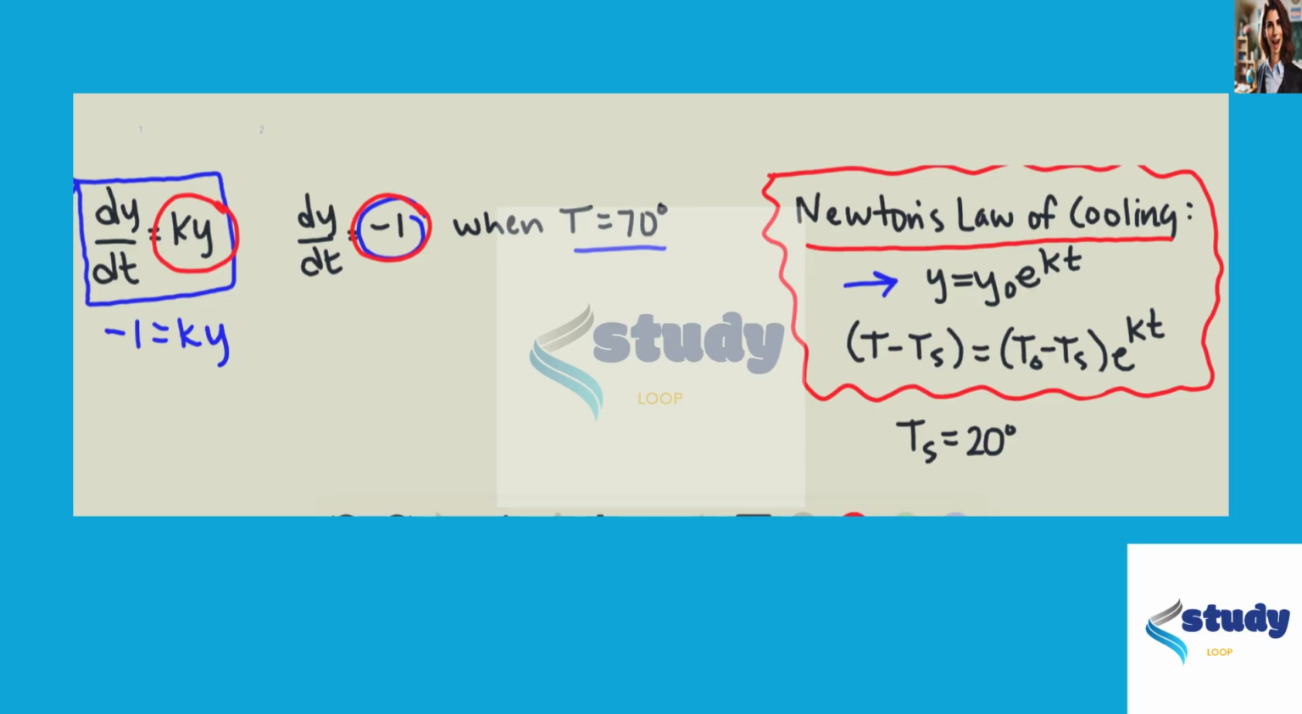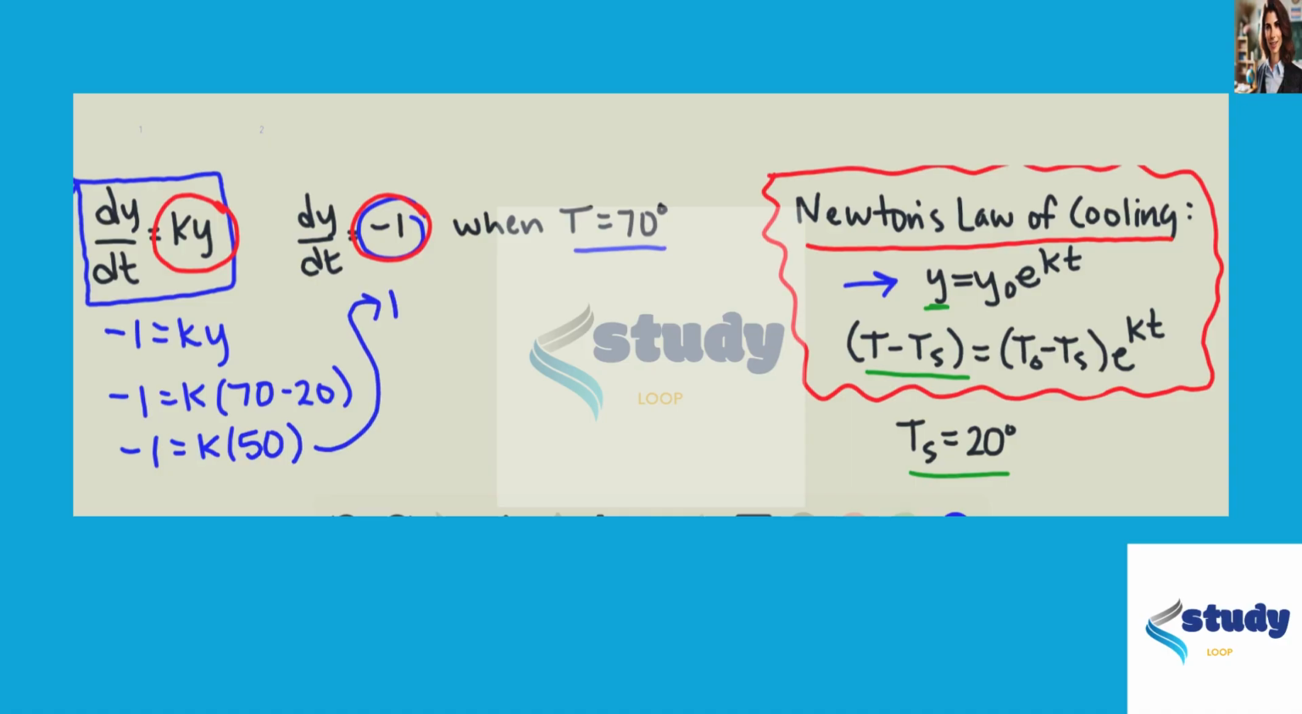Now, in our Newton's law of cooling formula, we have replaced the y with T minus T sub s, where T is the temperature at a given time and T sub s is the temperature of the room, which in this case is 20 degrees. So we have -1 equals k times 70, the temperature at the time, minus 20, the temperature of the room. So we have -1 equals k times 50. We divide both sides by 50, and we get k is -0.02.